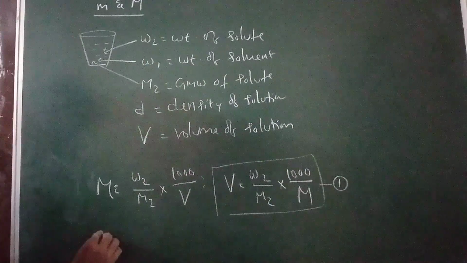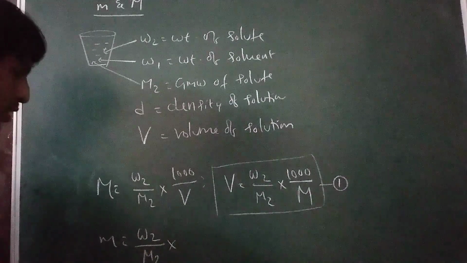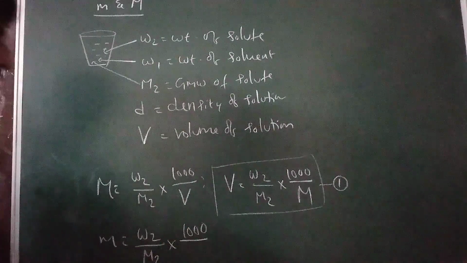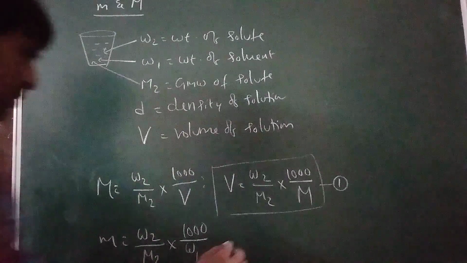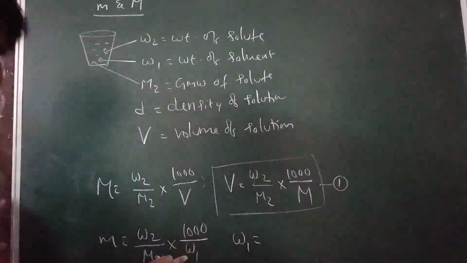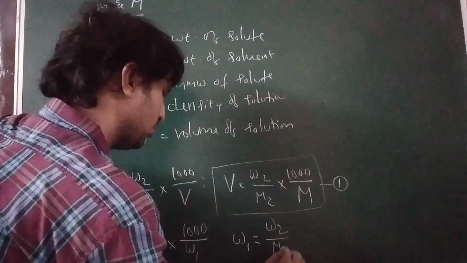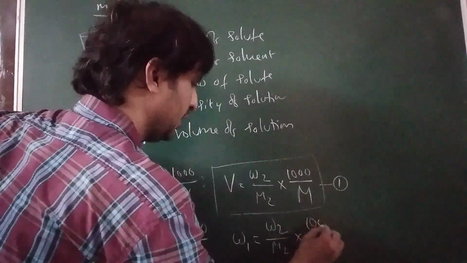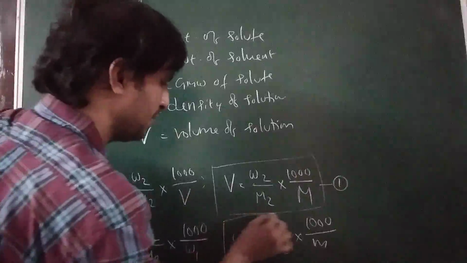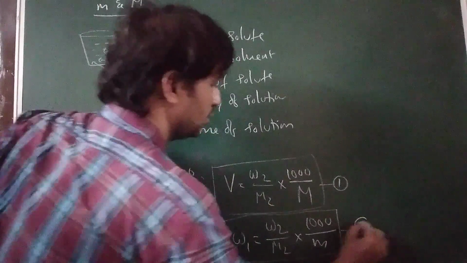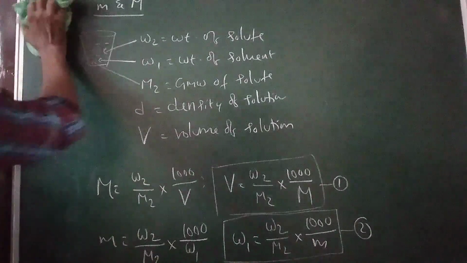Similarly, molality is equal to weight of solute by gram molecular weight of solute into 1000 by weight of solvent in grams, W1. So W1, the weight of solvent, is equal to W2 by M2 into 1000 by molality of solution, small m. Let this be equation 2. Now we derive the relation between molarity and molality.